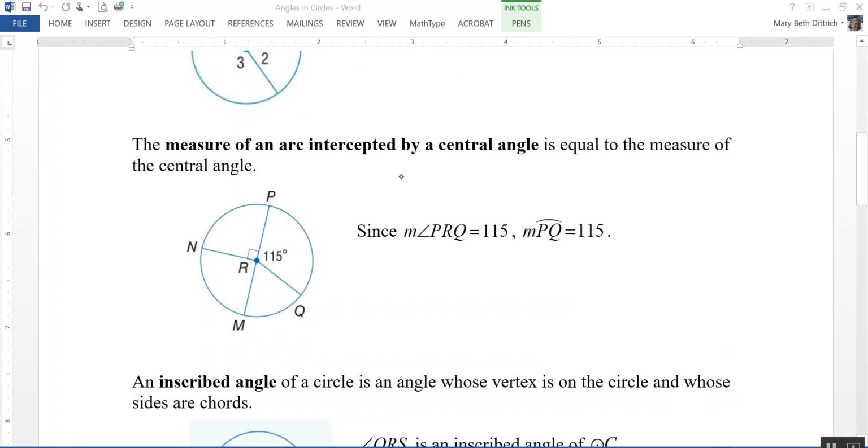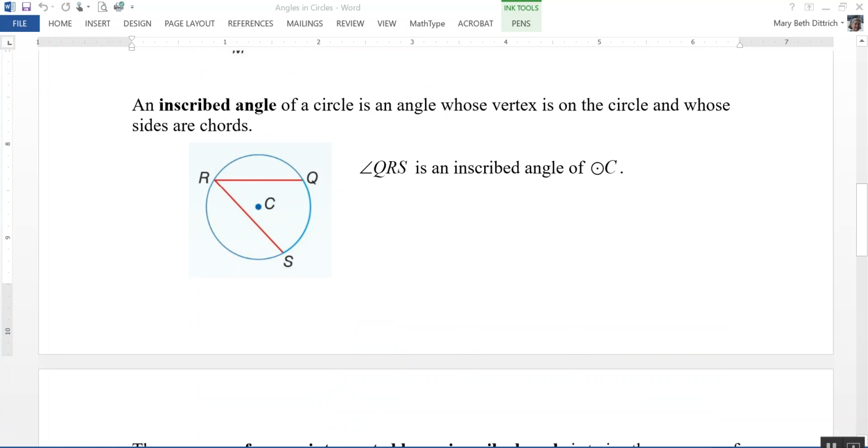The measure of an arc intercepted by a central angle is equal to the measure of the central angle. So for example, since the measure of angle PRQ is 115 degrees, the measure of arc PQ is also 115. Maybe you haven't seen the word intercepted before. If you imagine slicing a pizza that way, the arc that it intercepts would be this pizza crust right here, arc PQ. So the measure of a central angle is the same as the measure of the arc that it intercepts.